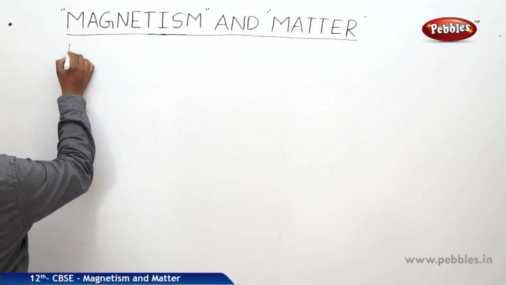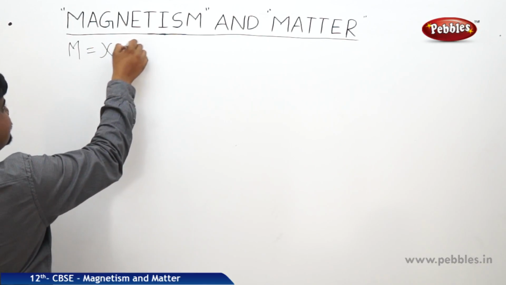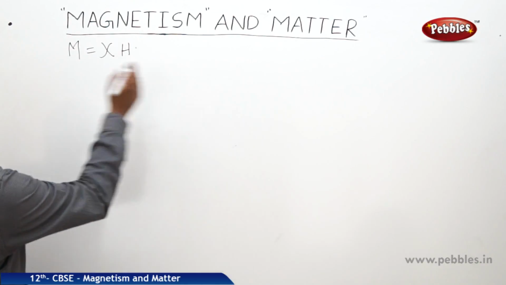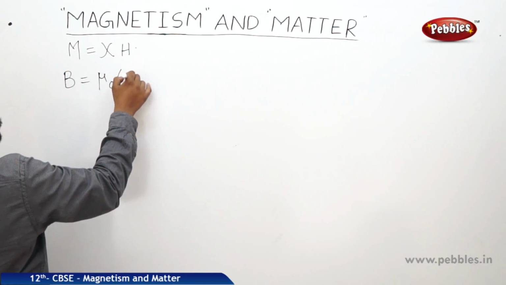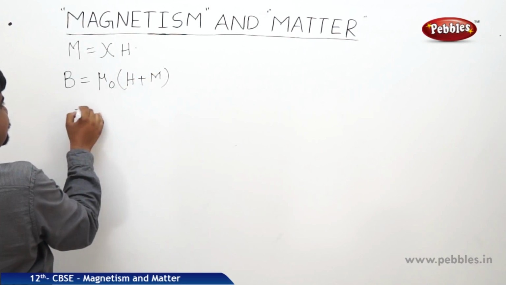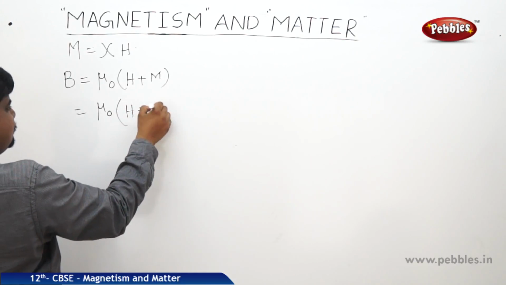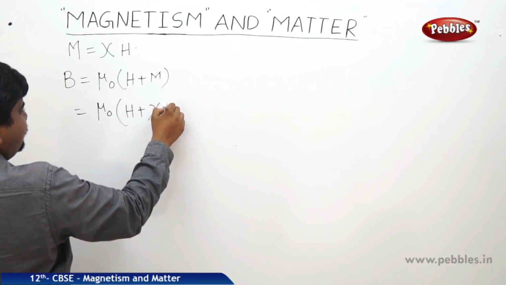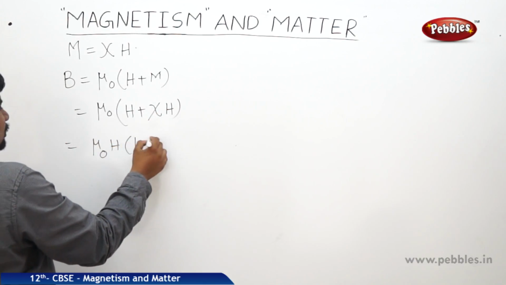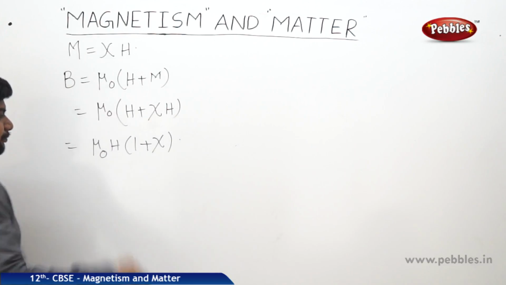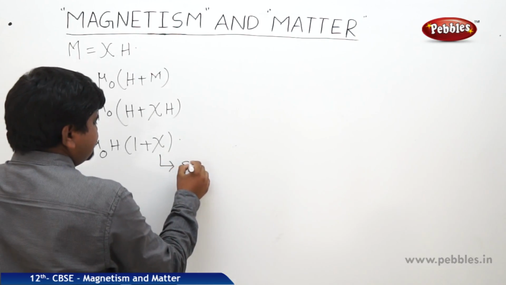We know that M is equal to chi H. So B is equal to mu naught into H plus M. We can write H as H, and M is equal to chi H. So taking mu naught H common, B is equal to mu naught H into 1 plus chi. This chi is susceptibility.